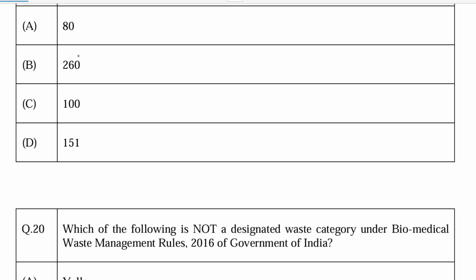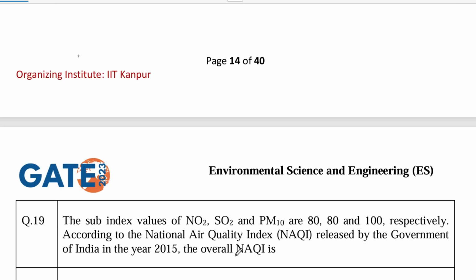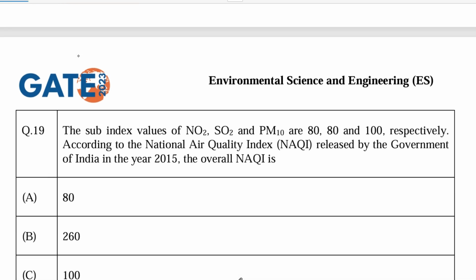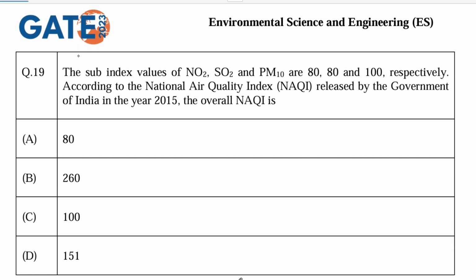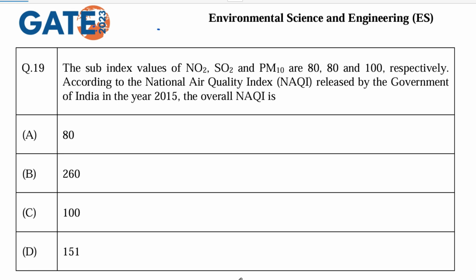Next question is, the sub-index values of NO2, SO2 and PM10 are 80, 80 and 100 respectively according to the National Air Quality Index released by the Government of India in the year 2015, and the overall NAQI is. Okay. So in general, the NAQI was introduced by the Government of India, and it provides a clear picture of air quality based on the concentration of key pollutants like nitrogen oxide, sulfur dioxide and PM10.